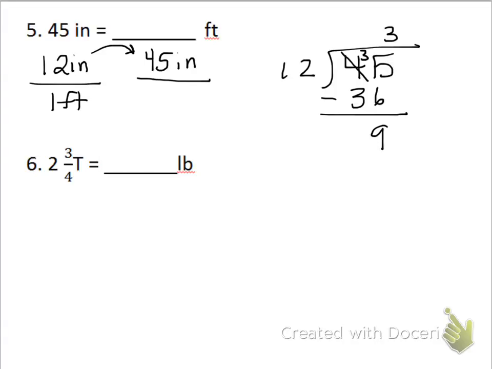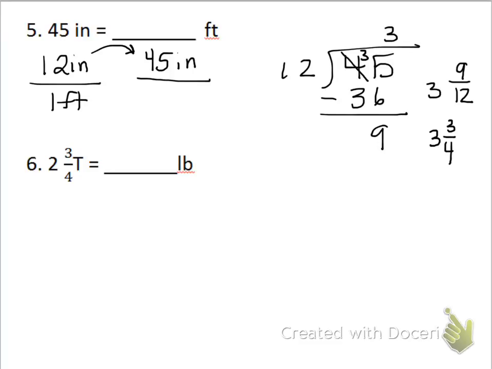So I'm going to write this as a fraction. What this means is we have 12 times 3 and 9 twelfths. So 3 and 9 twelfths, that can be simplified. I can divide both the 9 and the 12. Their greatest common factor is 3. So I would have 3 and 3/4.